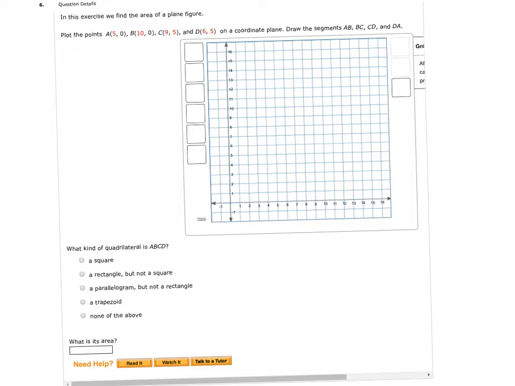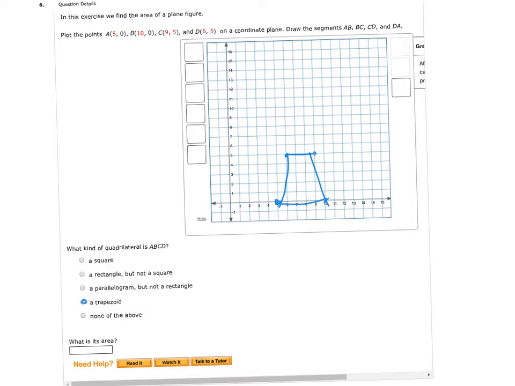All right, next up here, we'll plot these points. So we got 5, 0, 10, 0, and 6, 5. And then 9, 5. All right, so then we'll draw that shape right there as best we can, and to me that looks like a trapezoid.